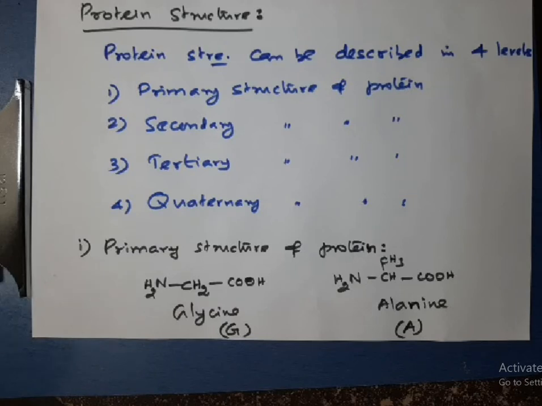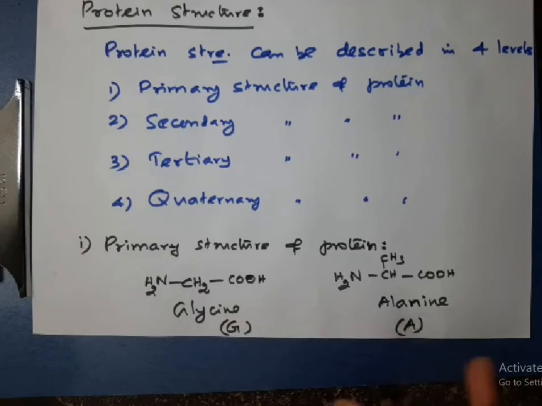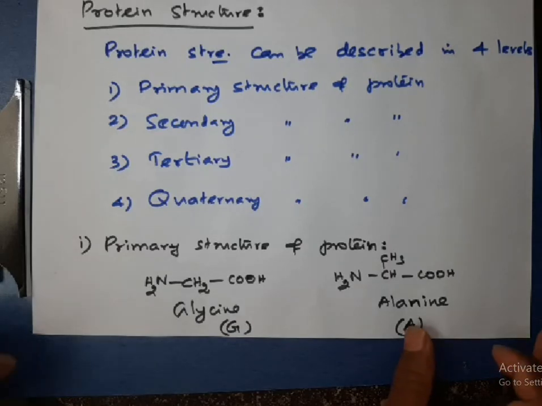Students, observe carefully. Suppose I form a dipeptide. Dipeptide means two amino acids combine and form a peptide. How many different dipeptides will we get? I'm taking two amino acids and going to form a dipeptide. Suppose you take a beaker and put the two amino acids, and then carry out a condensation reaction. How many dipeptides will we get?